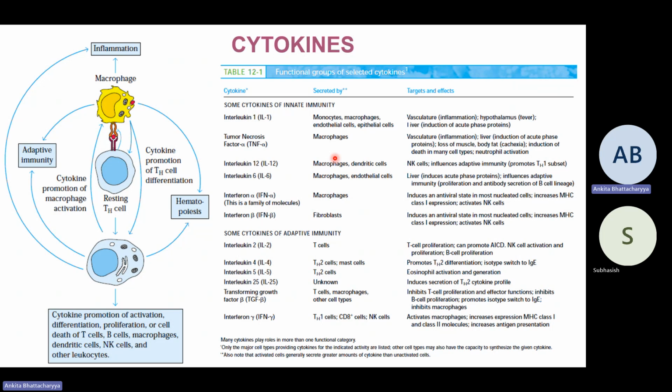Next comes tumor necrosis factor alpha, which acts upon macrophages and causes a very similar effect. You can see it also causes neutrophil activation in this case. IL-12, by macrophages and dendritic cells, acts upon NK cells to influence adaptive immunity to promote the Th1 subset. We will be coming to this towards the tail end of today's presentation. Following that, we have IL-6 acting upon macrophages, dendritic cells, and endothelial cells. It also influences adaptive immunity by controlling proliferation and antibody secretion.